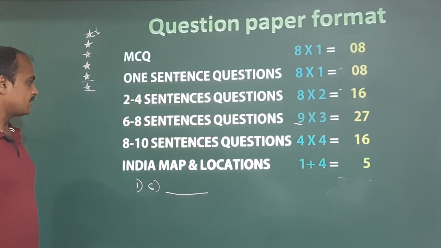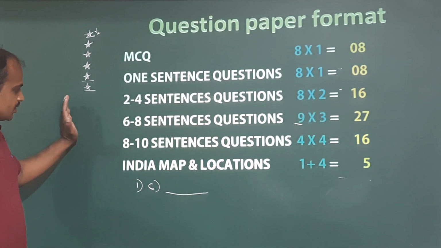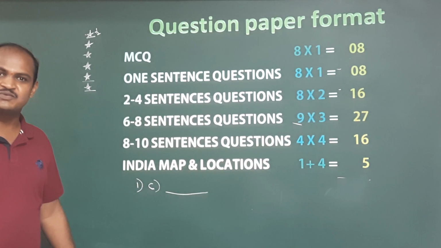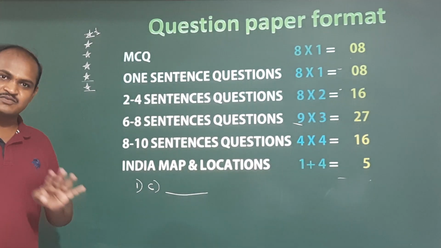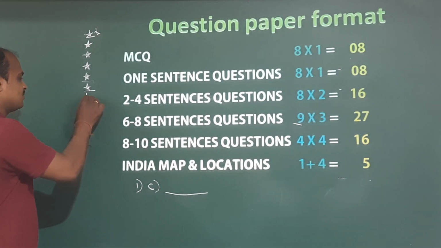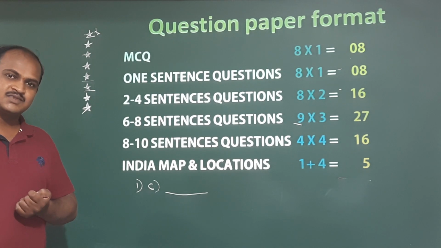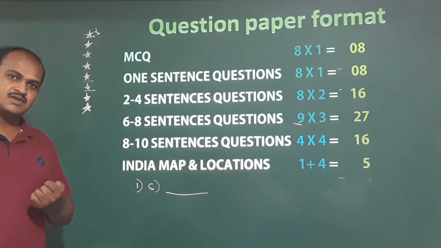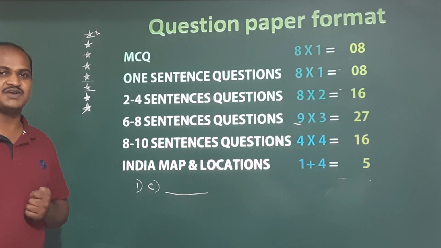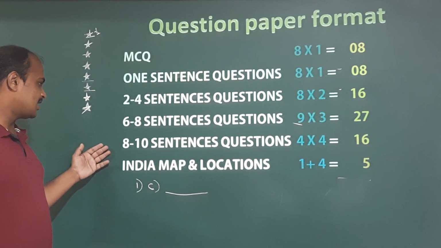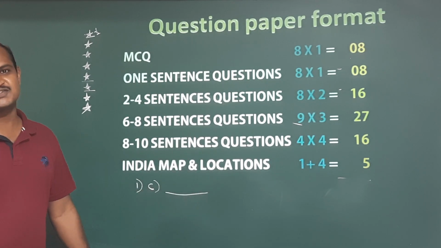That is one. And the other one is the 8 to 10 sentences question. Say 4 questions will be asked. Each question carries 4 marks. So for 4 marks you should write a minimum of 8 points here. If you cultivate the habit of writing the answer in 6 points or 8 points, you will be able to write the answer for the 4 marks easily.